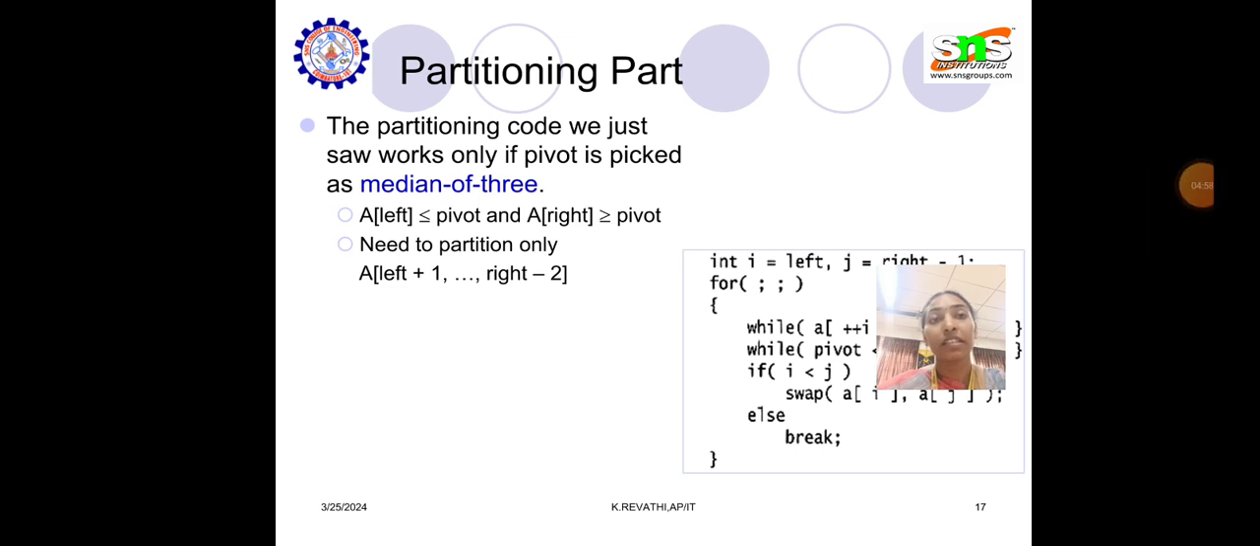Here is the partition part. The partition code we just saw works only if the pivot is picked as the median of three elements. A of left is less than or equal to the pivot and a of right is greater than or equal to the pivot element. Need to partition only the remaining elements.